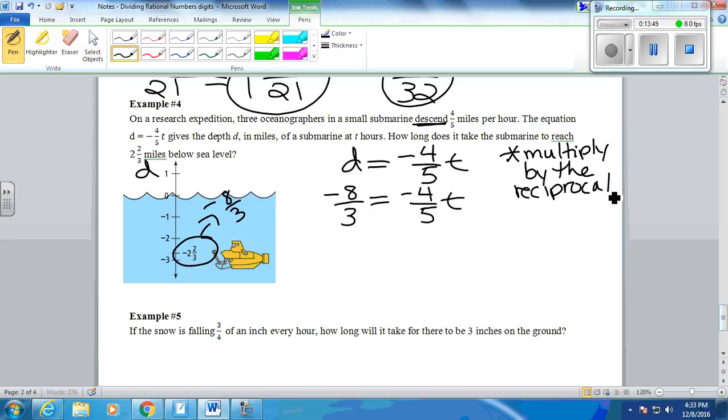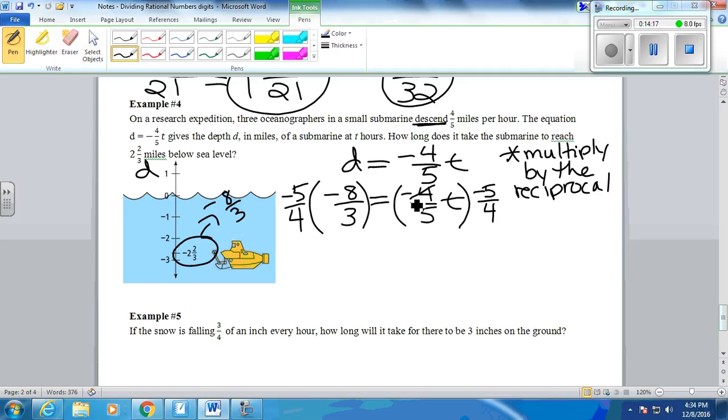And the question is, are we multiplying by the reciprocal of the -8/3 or by the -4/5? We're going to multiply by the reciprocal of the coefficient, the number that's attached to the variable. So I'm really going to multiply here by -5/4. Be careful that you know we're not subtracting, that is actually a negative sign. So if I do that to the right side, I need to do that to the left side. I'm going to multiply both sides by -5/4.